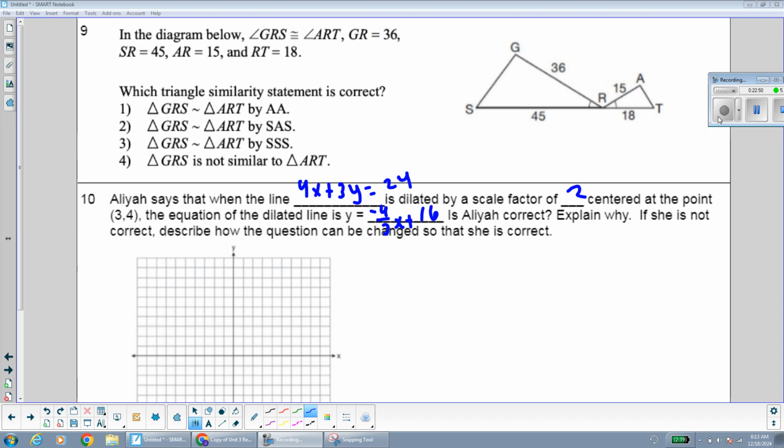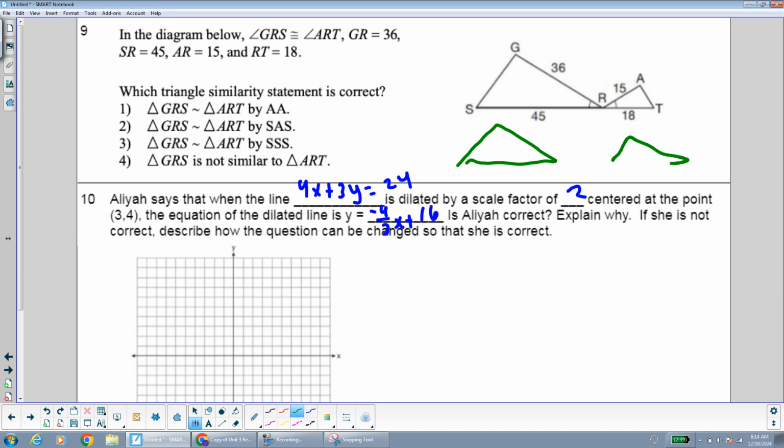In number 9, it's saying which similarity statement is correct. Based on the information, it looks like it might be SAS, or it could always be none. So let's check it out. I do need to see what corresponds. So I'm going to just redraw the triangles. For me, it makes it easier. So I'll keep this one SGR. This corresponds, so I'm going to put R over here. A and G correspond, and that leaves T for over here.